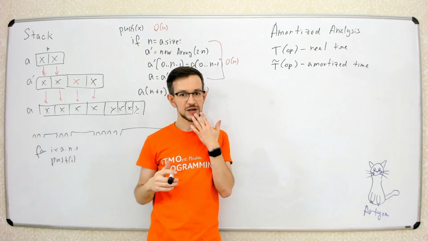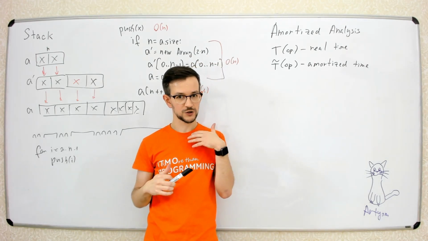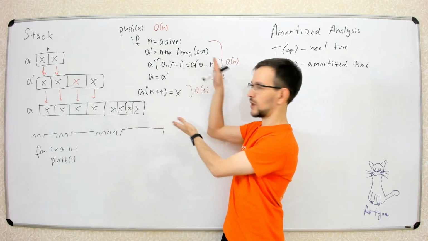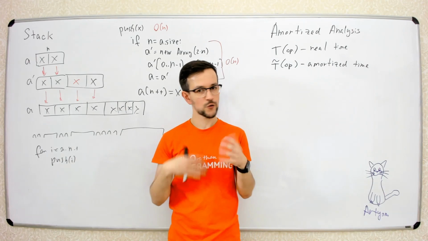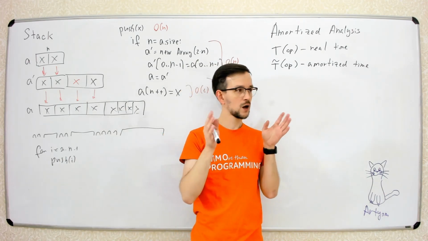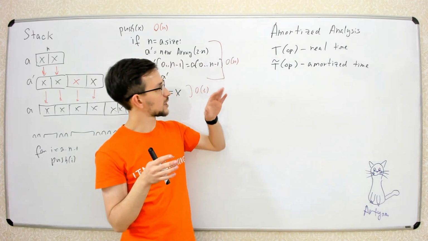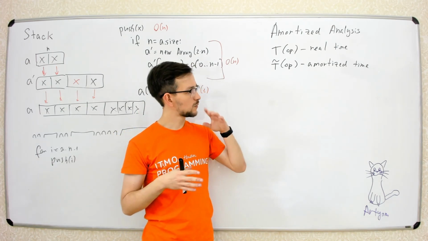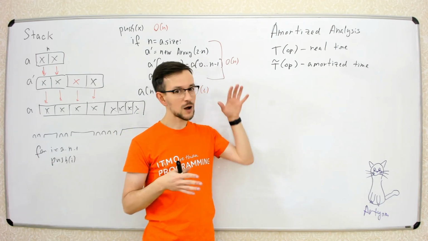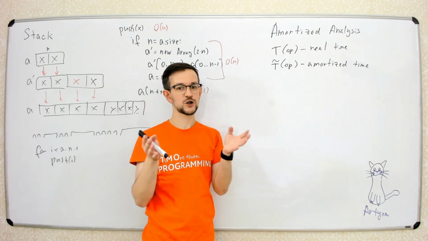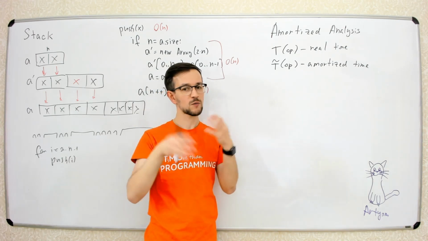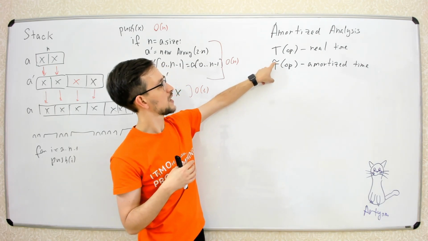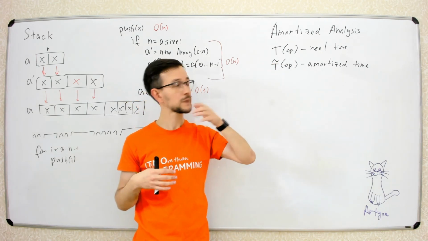Amortized time is something that you need to just get by yourself. So it's not the property of the real operation. It's like more of a virtual thing. It's some upper bound on the average time of the operation. So you need somehow to put some function here and then to prove this function is right.